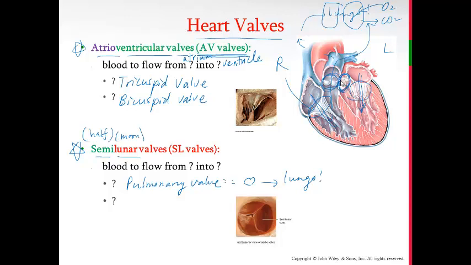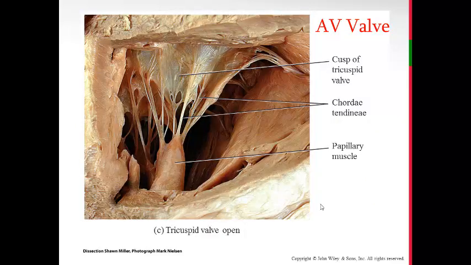Now the other set, right over here: eventually blood will go from the left side chambers all the way to the aorta. So we call that set the aortic valve or aortic semilunar valve. So it allows the blood to go from the heart to the aorta and to the rest of the body. So they're quite important.